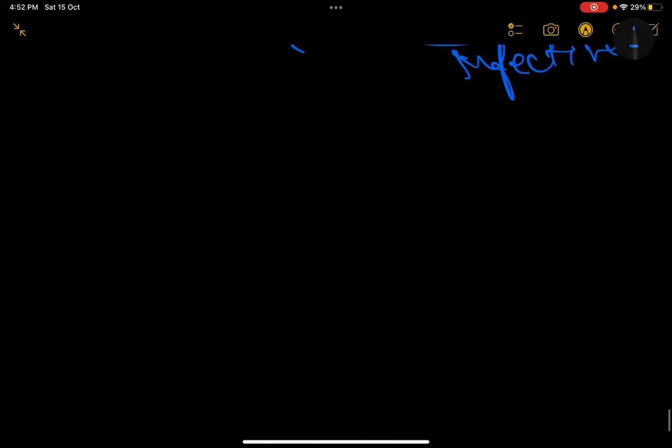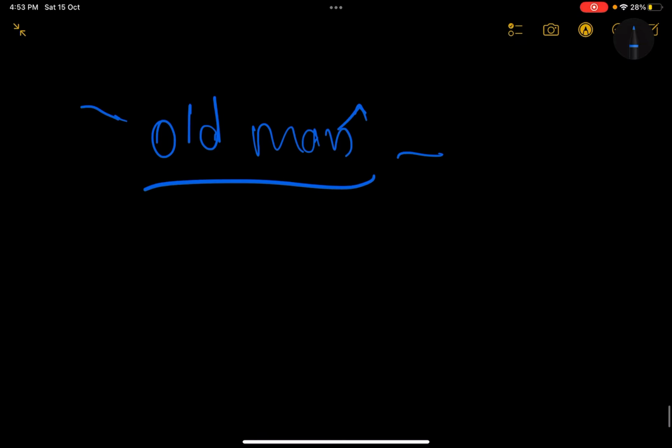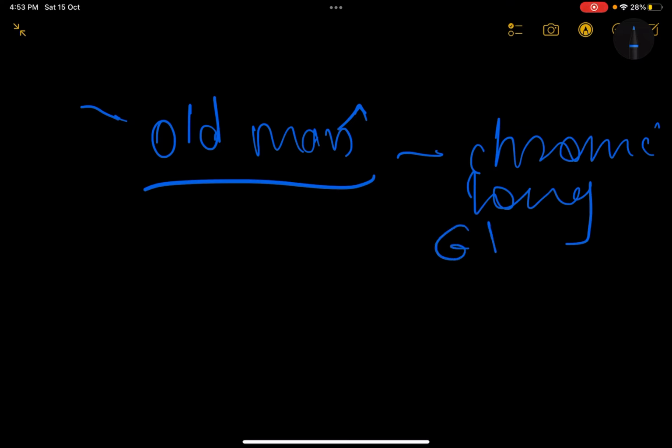So I remember Giardia as an old man. Okay. And I remember it as an old man because it's been around since a long time. And secondly, it causes very chronic, long GI symptoms that are usually gone unnoticed as well.